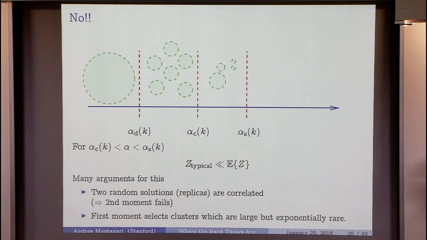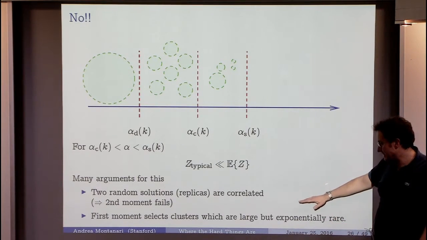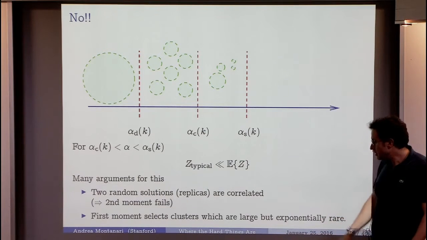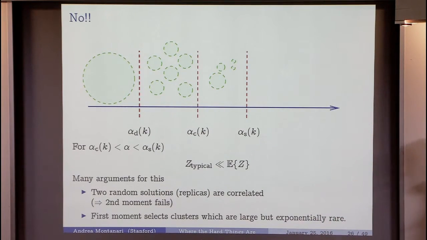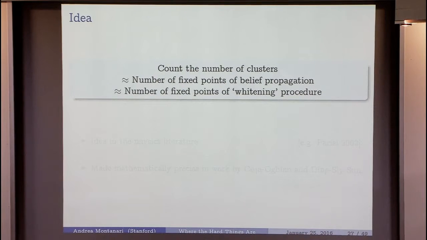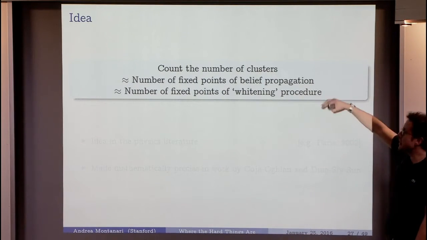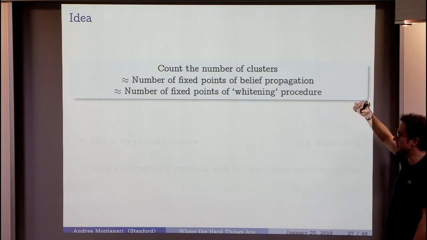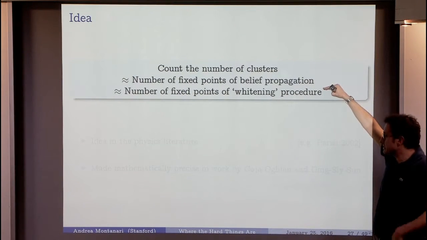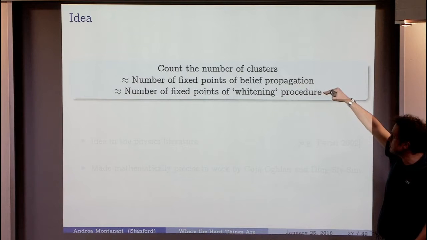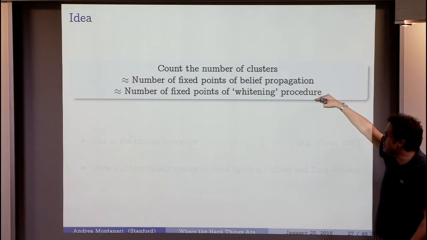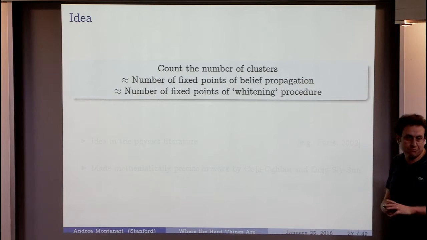All right, so we can go on and on in discussing the intuition of this, but this is what I described just now. Okay, so the idea to overcome this is the following. What you should do is not count the number of solutions, but count the number of clusters. And this turns out to have, again in the physics picture, many other characterizations. For instance, there is the number of fixed points of this algorithm that I'll discuss in a minute, belief propagation, and the number of fixed points of a certain whitening process.